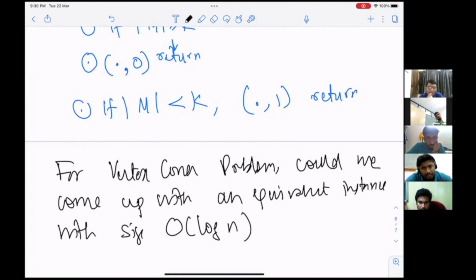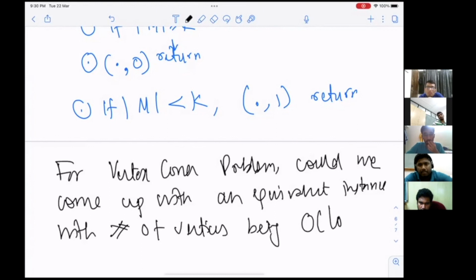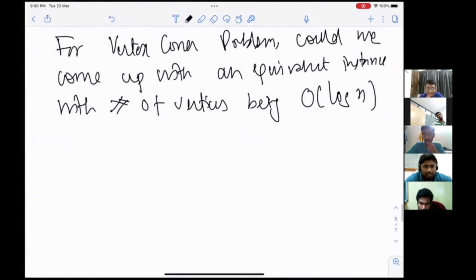I'm happy even if you reduce the total instance to log n, with the number of vertices being order log n. Is it possible? If you did, what will happen? No, it is not possible.